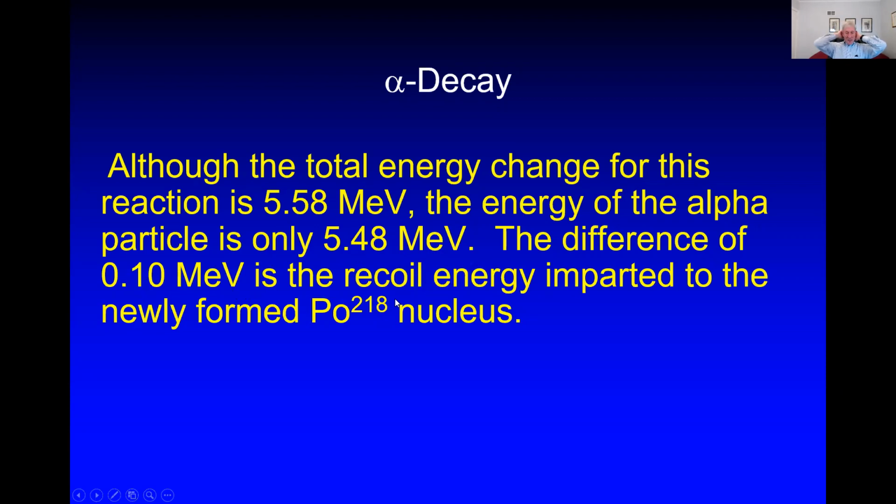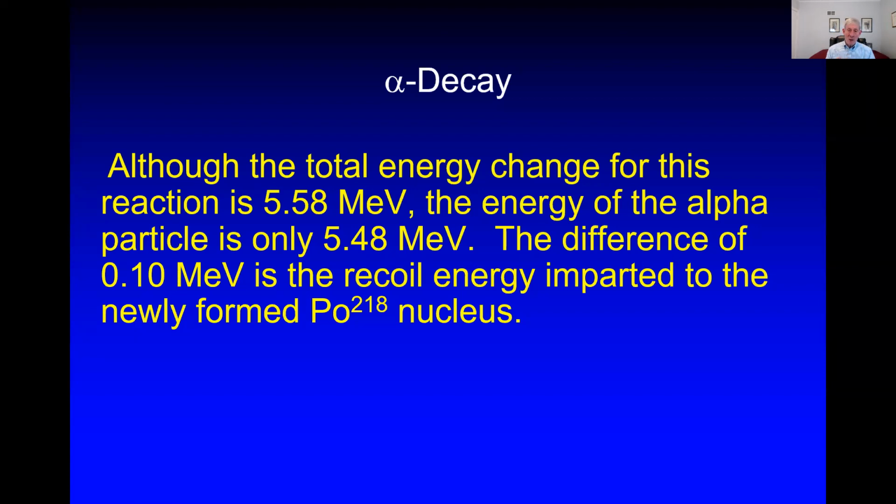Now, let me give you an everyday example. If you've ever fired a BB gun, you got a teeny little pellet coming out, you are so big and strong, you can't feel the recoil. That's akin to an electron being ejected. The mass is so tiny that the recoil is almost 0.